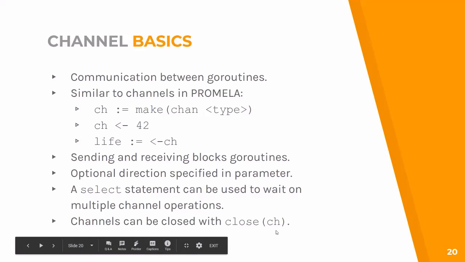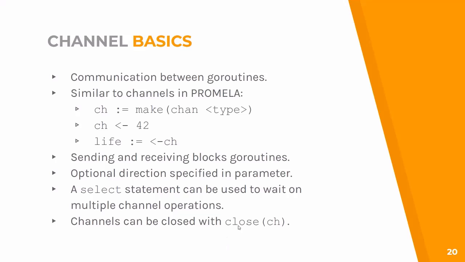A channel can be closed by calling close on it. Closing a channel indicates that no more values will be sent to the channel. Let's now have a look at some examples.